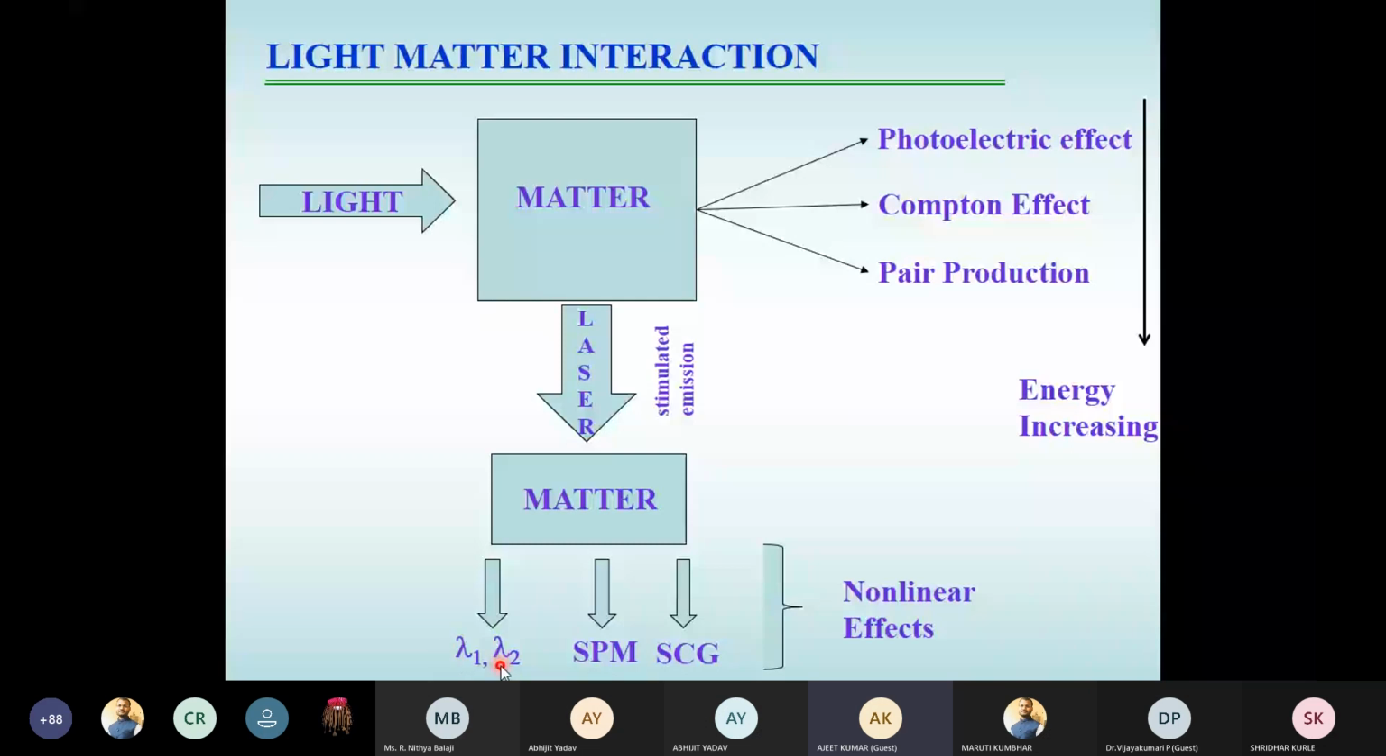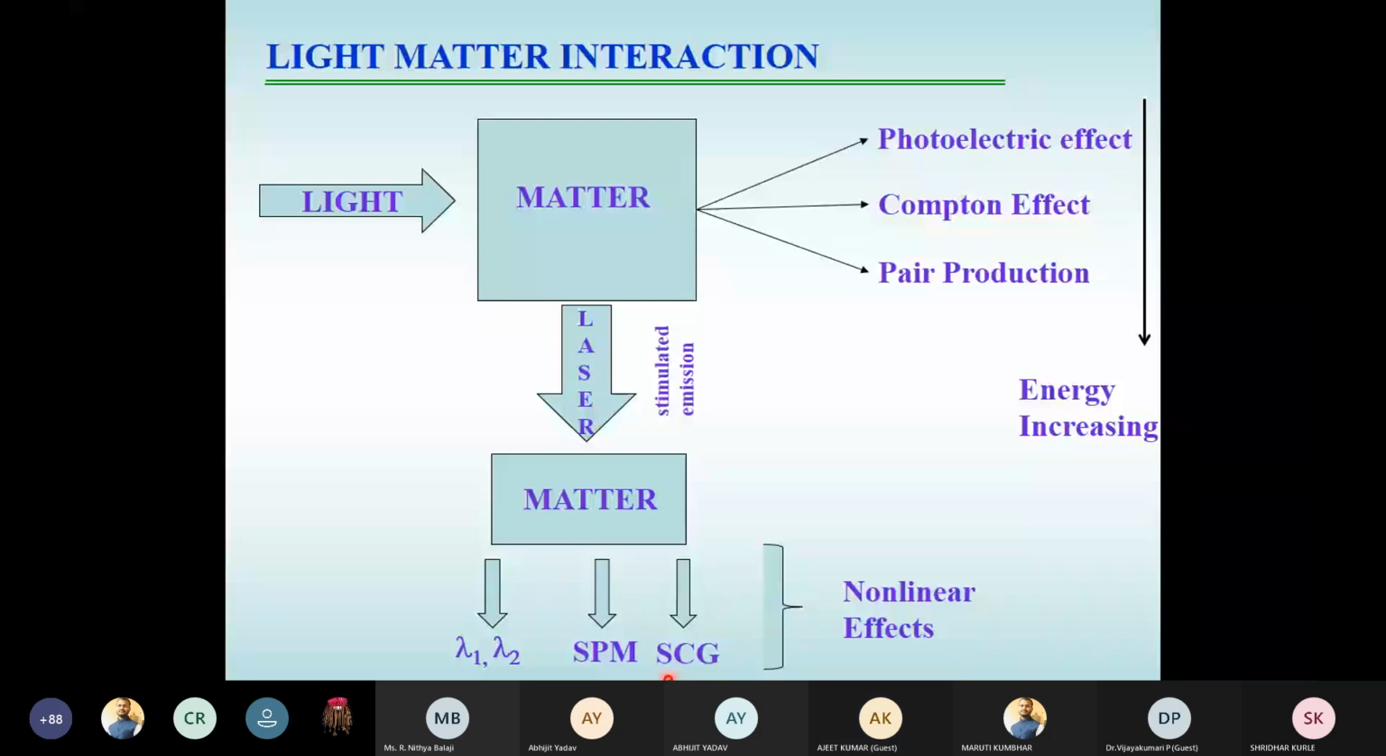Super continuum generation means you send an intense beam, and that intense beam is going to interact with the matter, and in the output you are going to get all the different colors, right? So this is called super continuum generation. This all is coming because of the spatial condition. So laser is a very important light, and this laser light has changed and opened basically a new field, which is called the nonlinear interaction field.